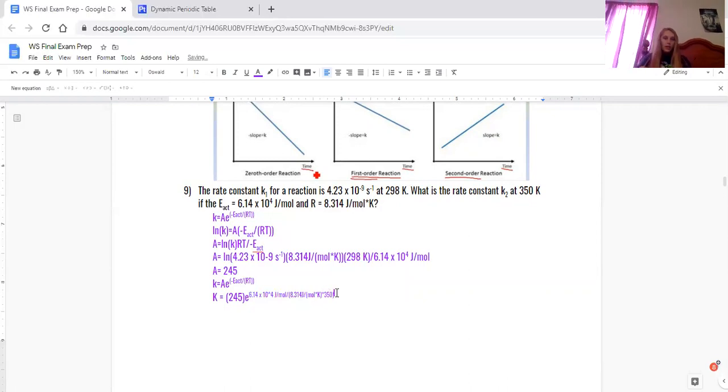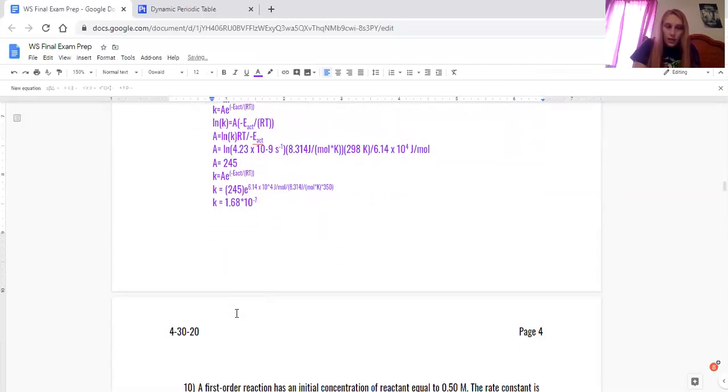All right, and then you just solve all of that out to get your K value, and you're going to end up with capital K equals 1.68 times 10 to the negative 7. Sorry, that problem took quite a while.